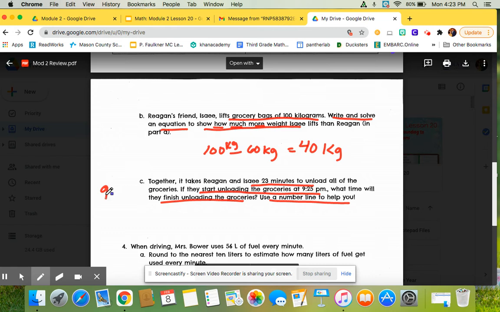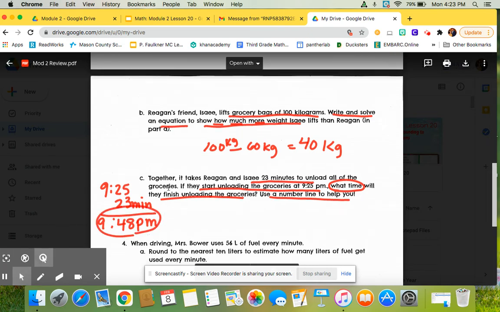Several of you have gotten to where you will take the time, 9:25, and you will add 23 minutes to it. All right, so we want to know what time. So I actually need a time here. So we could say 5 plus 3 is 8, 2 plus 2 is 4. So it would be 9:48 p.m. is what time they would finish. If you use the number line, great. Just make sure that your final answer says 9:48 p.m.